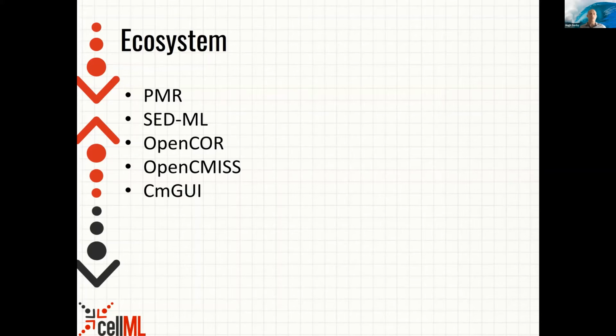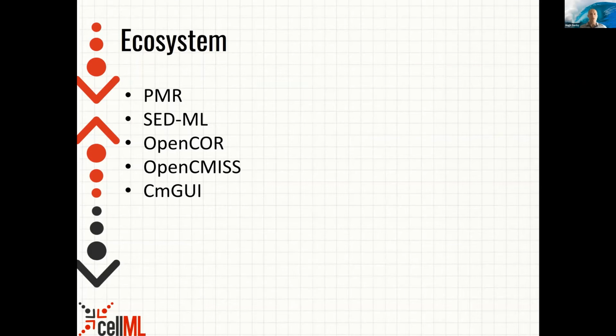CellML is part of COMBINE, the simulation experiment description language. This gives us the ability to describe how our models are run, what inputs it requires, what model it uses, what outputs it should give, right down to the plots that we may generate. CellML allows for our models to be reproducible.